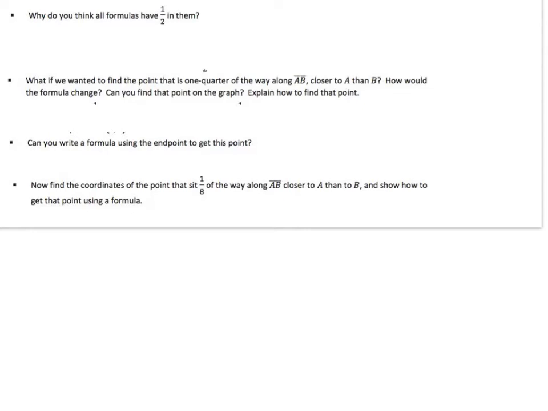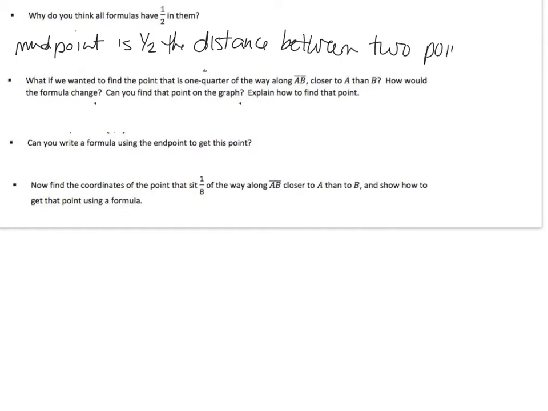Why do you think all the formulas have 1/2 in them? Well, because we were finding the midpoint. The midpoint is half the distance between 2 points. Okay, that's why we used half. Okay, it's halfway between the endpoints.